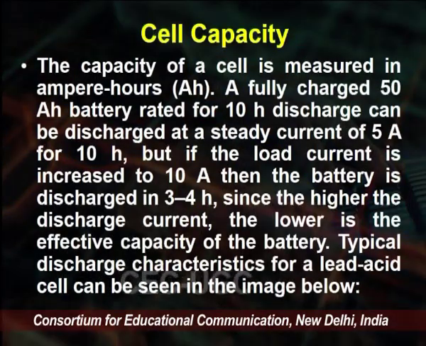Now the main important part of the electric cell is its capacity. What is the capacity of the cell, how much time it takes to discharge, and how much usage will be done through the cell. The capacity of a cell is measured in ampere hours, that is AH. Ampere hours tell the capacity of the cell.